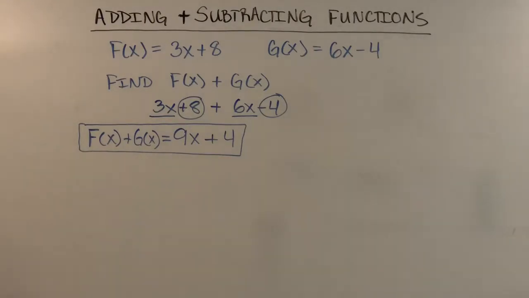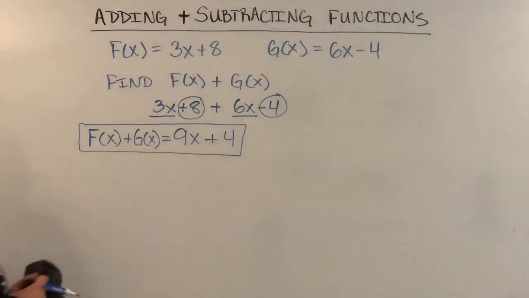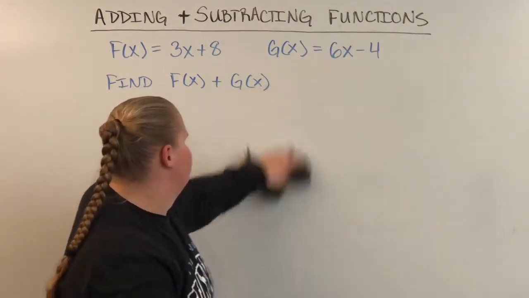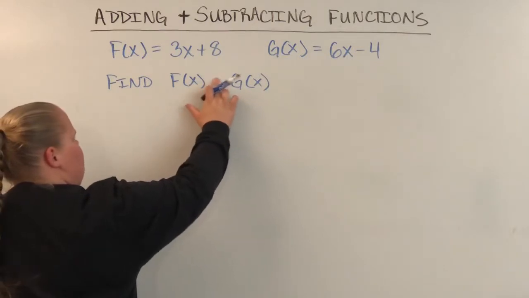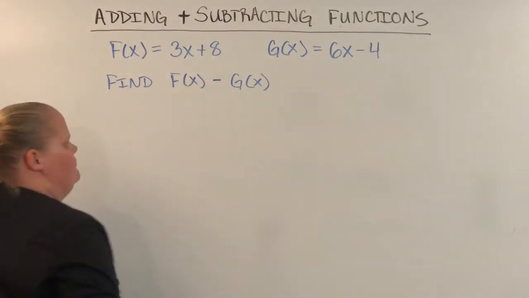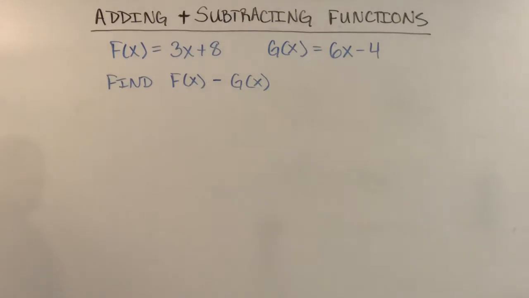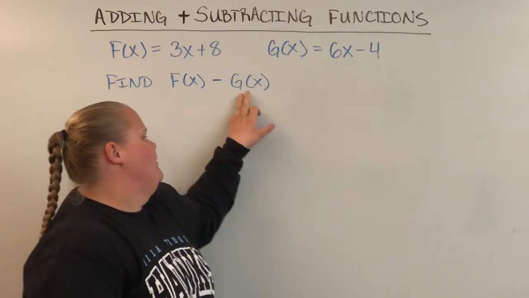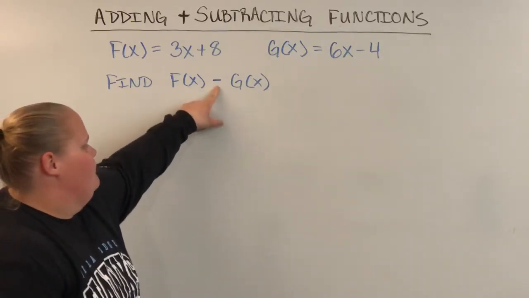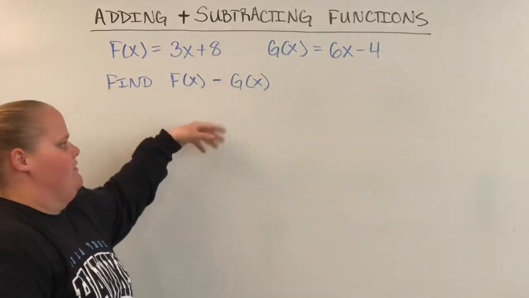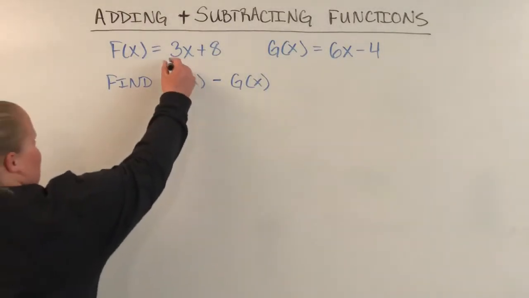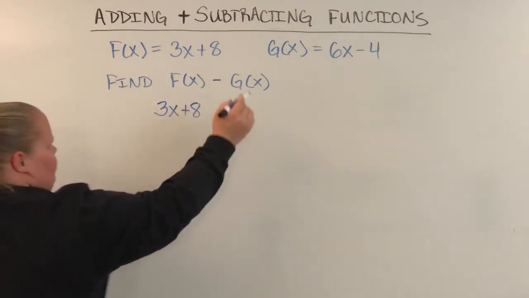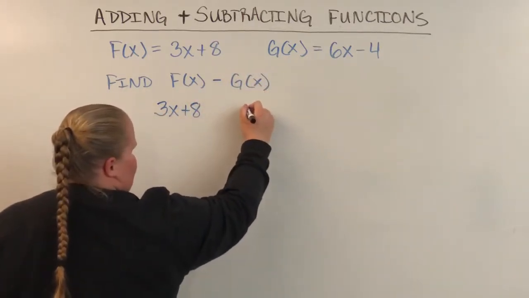Next, we're going to take a look at how to find f of x minus g of x. Okay, f of x minus g of x. It's the same idea. We're going to plug in 3x plus 8 here. We're going to plug in 6x minus 4 here. But the subtraction sign in the middle is going to change the signs of that second function. So let's just go ahead. 3x plus 8, that gets plugged in here. And then 6x minus 4 gets plugged in here.